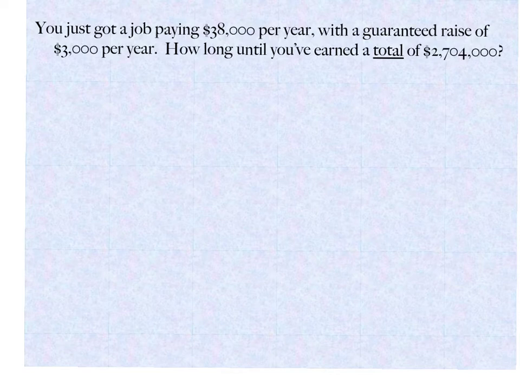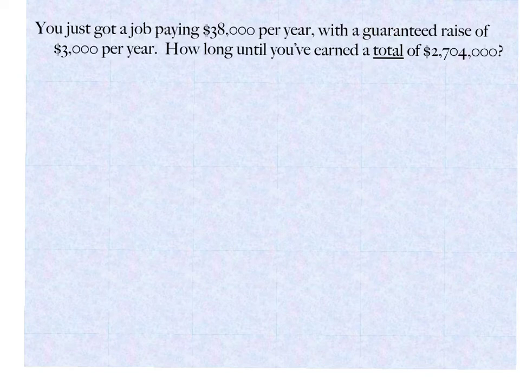So this last problem says you just got a job that pays $38,000 a year, but you're guaranteed a raise of $3,000 per year. It asks how long until you've earned a total of $2,704,000. So again, it's a total. That's what cues you to use the sum formulas. So we want to know when the sum equals 2.7 million-ish.